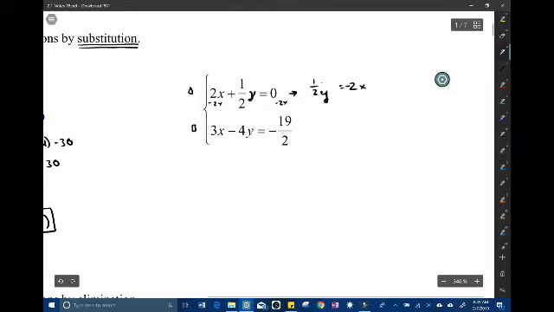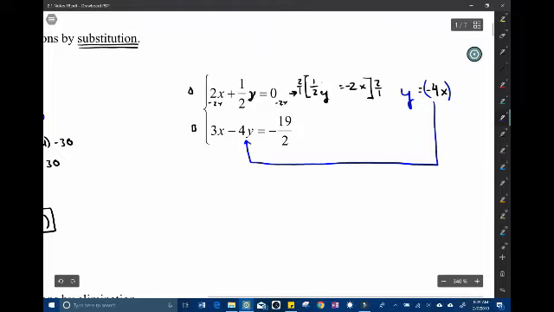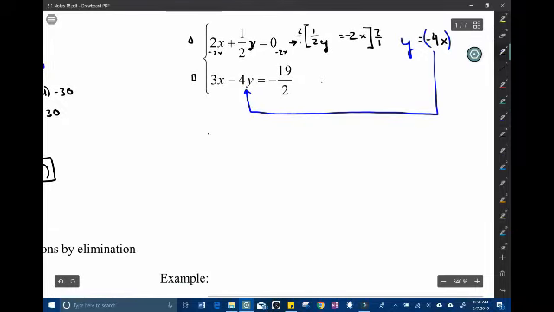And we just want it to be positive y, so we can multiply both sides by the reciprocal, and we then know that y is equal to negative 4x. Okay, so there is our substitute. With that substitute, we can go ahead and put that into the second equation. So now we would have 3 times x minus 4 times the quantity negative 4x equals negative 19 over 2. Okay, 3x plus 16x equals negative 19 over 2.